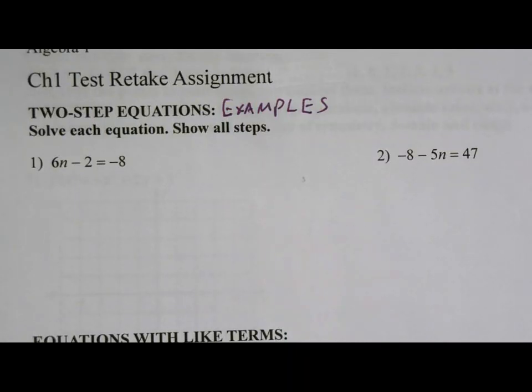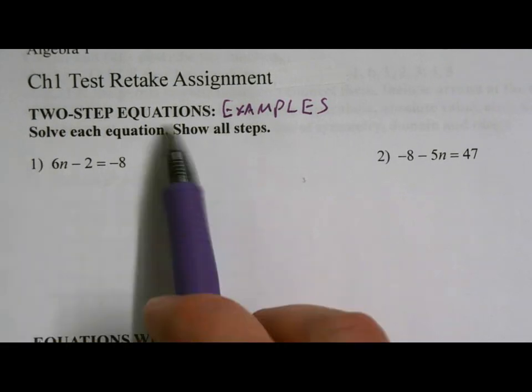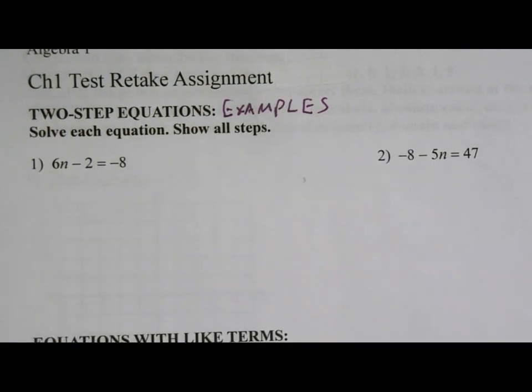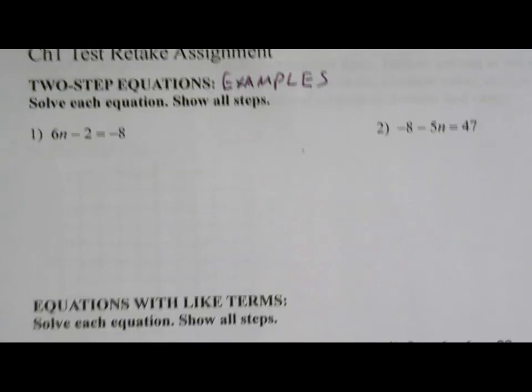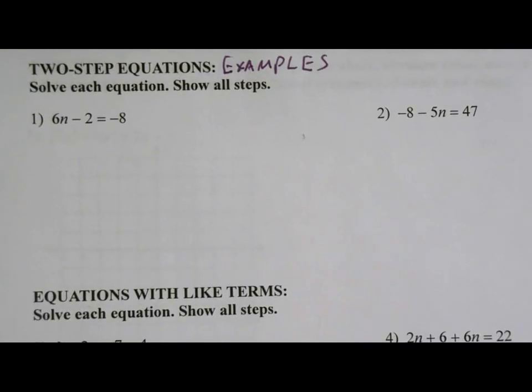In this video, I'm going to be going over some examples similar to the two-step equations that you'll find on your Chapter 1 retake assignment. These aren't the exact same problems that you'll see on your retake assignment, but very similar. We're going to go through the problem step by step. We will also annotate the problems, and I will show you how to check and make sure you got correct answers. So let's go ahead and start with number 1 here.